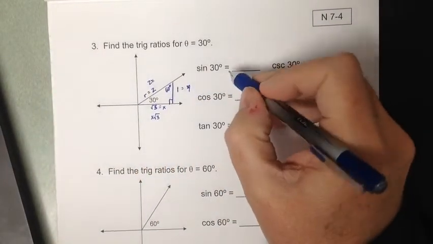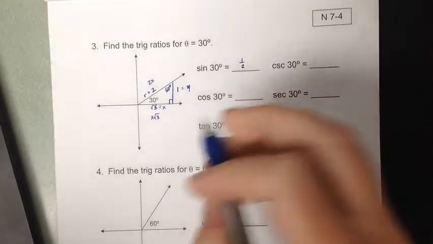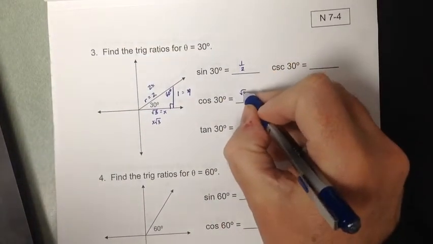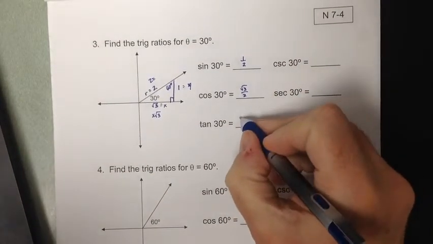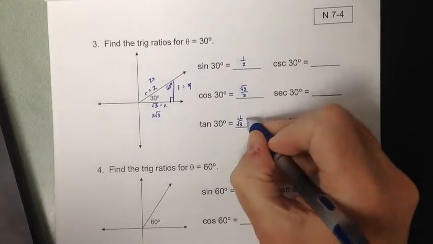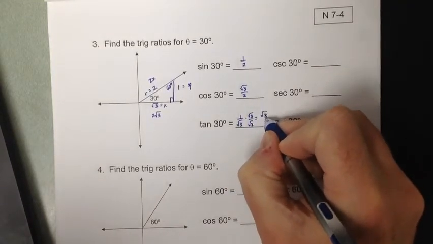Okay, so sine is y over r. That's going to be 1/2. Cosine is x over r, square root of 3 over 2. Tangent is y over x. That's 1 over square root of 3. And if we rationalize that, we get square root of 3 over 3.